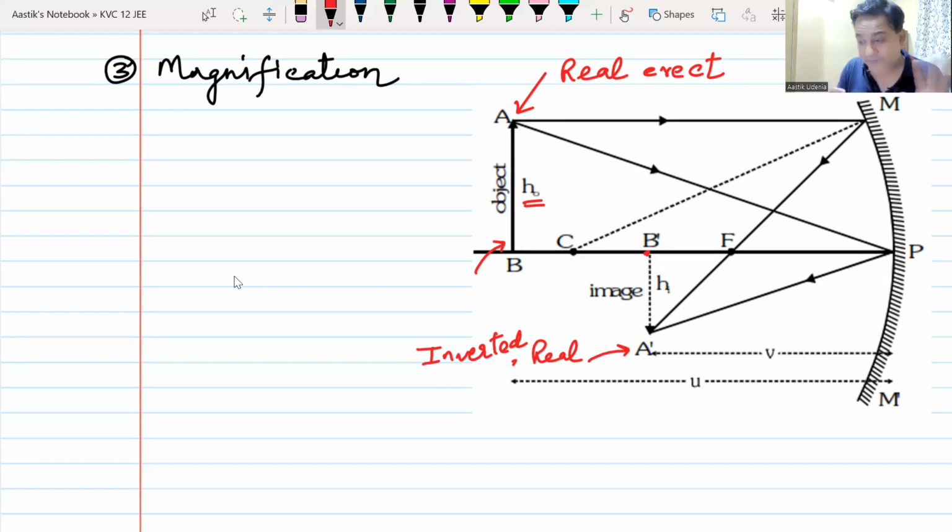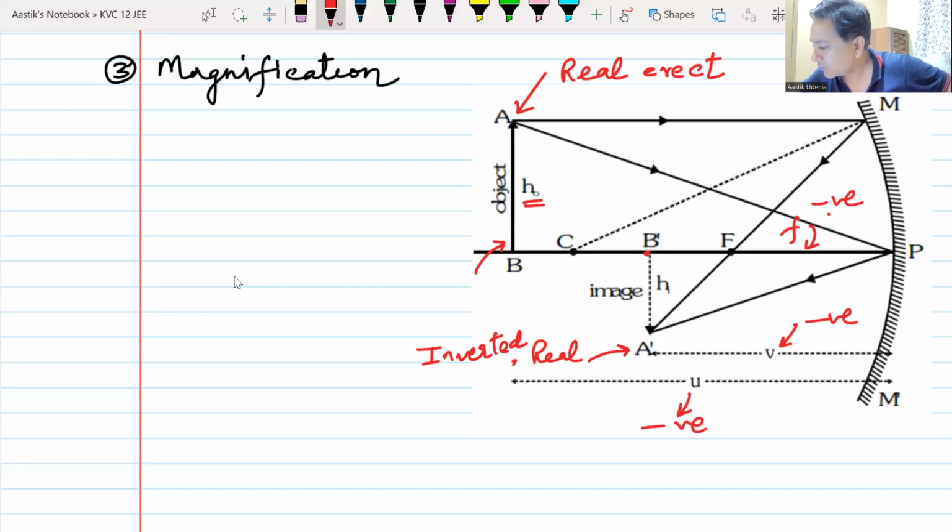Okay, let us talk about everything else. What about u here? Depending on the sign convention, tell me whether u is positive or negative, so that we can recollect everything that we have done. Negative. What about v here? Positive or negative? Negative. Well done. What about the focal length f? Negative. Well done. This is a concave mirror.